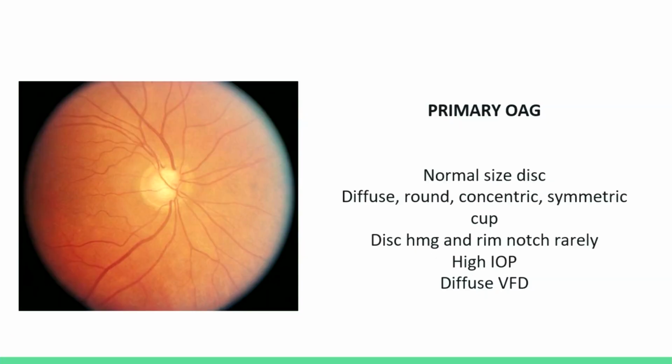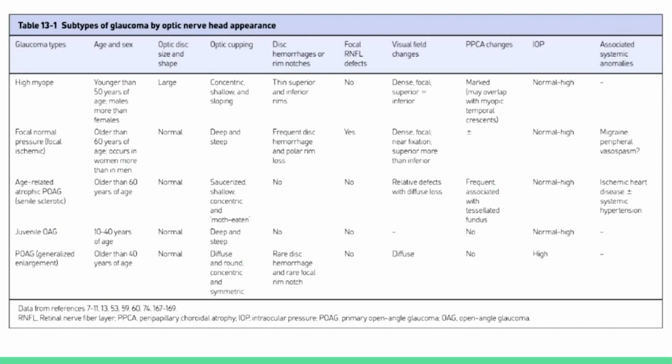Moving on to primary open angle, the disc can be normal sized with a diffuse round concentric symmetric cup. Disc hemorrhages and rim notch are rarely present. IOP is usually high and they can have diffuse visual field defects. This is a table summarizing the subtypes.